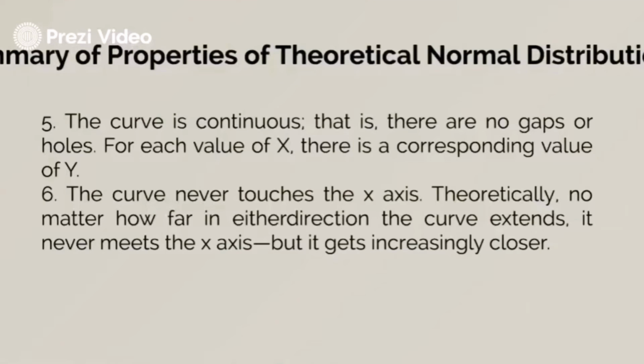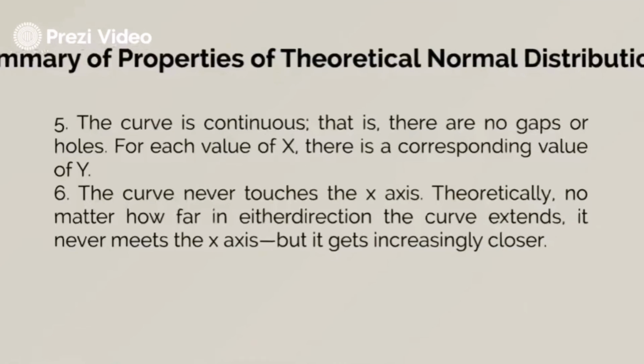So basically, these are self-explanatory, and also we have discussed this in the introduction. Number 6, the curve never touches the x-axis. Theoretically, no matter how far in either direction the curve extends, it never meets the x-axis, but it gets increasingly closer.